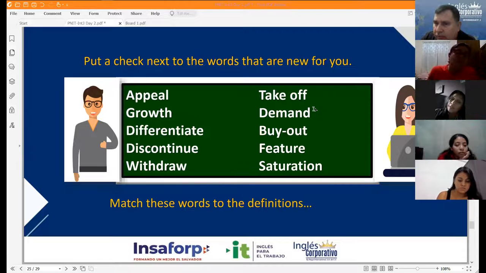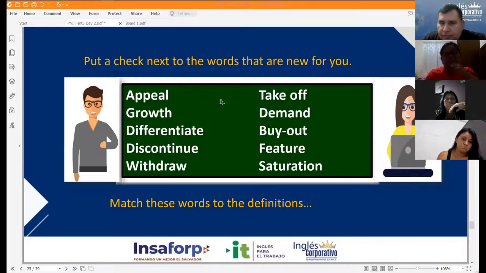Products popular. When a product is very popular. What about buyout? What's buyout?